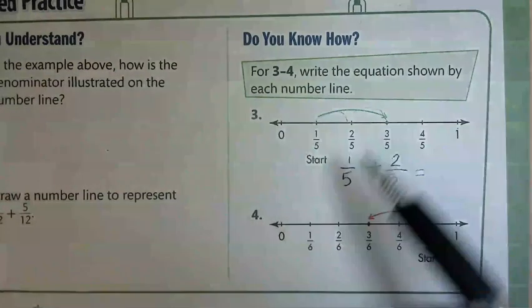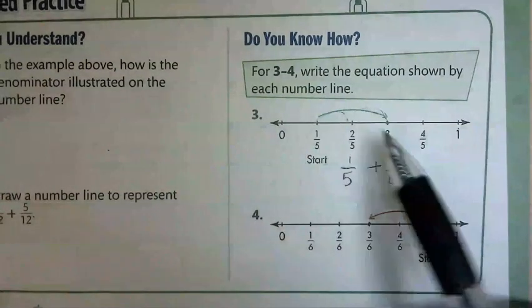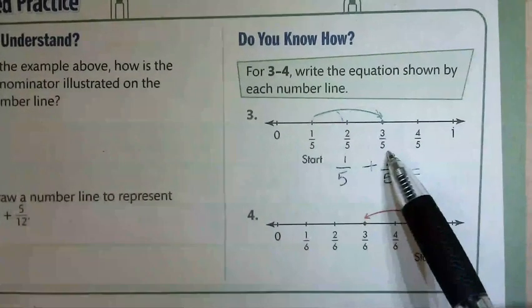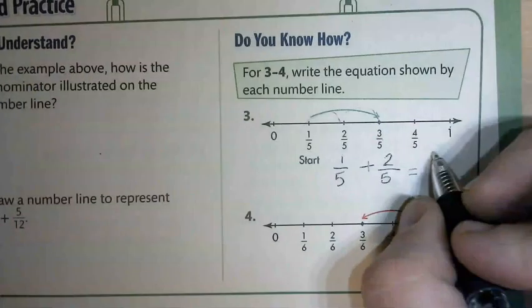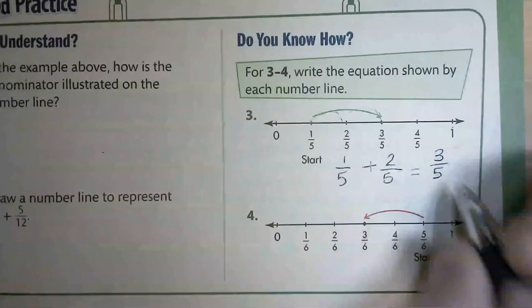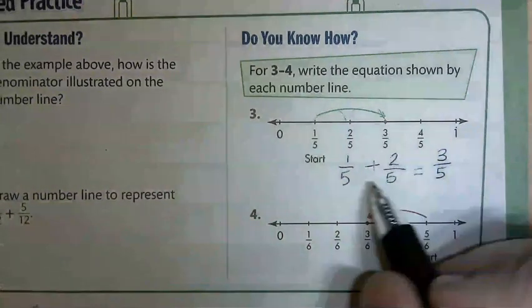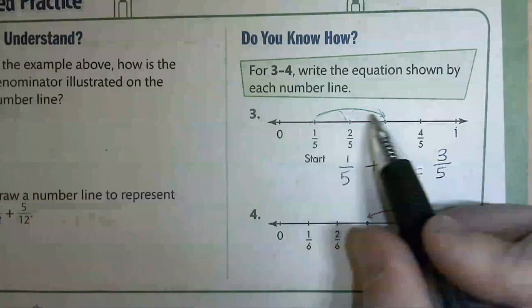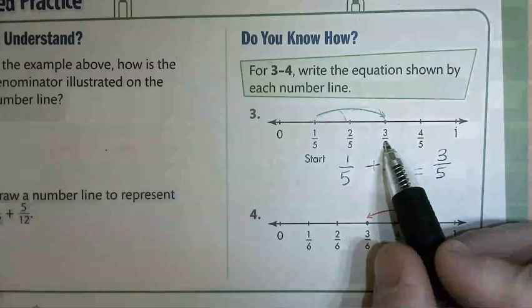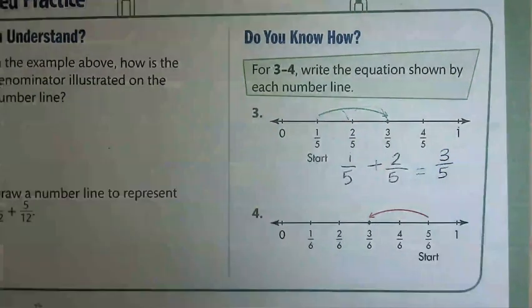Well, what's kind of cool about this one is they already gave us our answer because we ended there on the green. Where did we end up? 3/5. So I've got 3/5. Okay? This is how we can do these types of problems. 1/5 plus 2/5 is 3/5. All right? Well, let's look at number 4.